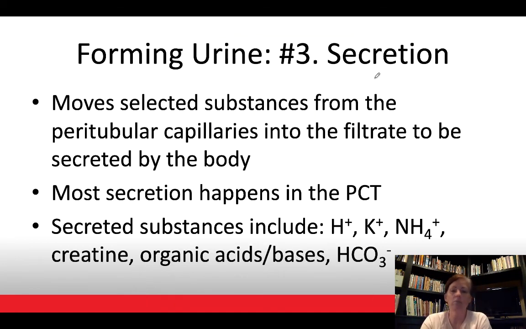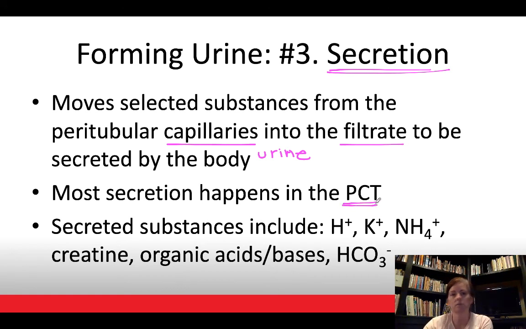Okay, and then we have the process of secretion. So we're down to our third process now. We've been through glomerular filtration, we've talked about reabsorption, and now we've got secretion. And so this is our body's ability to move substances that we want to get rid of, going from the capillaries into the filtrate, because we're ultimately going to get rid of them through urine. Okay, so that's where they're going to end up. Most secretion is going to happen in the proximal convoluted tubule. So that's where a lot of this is going on.